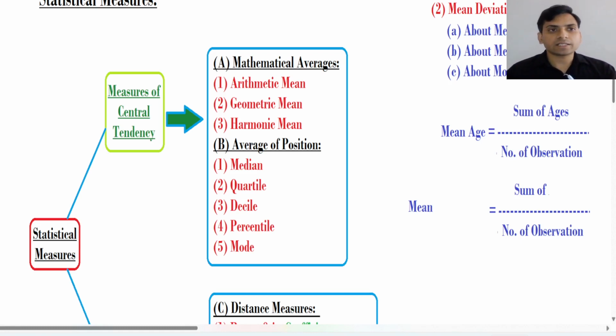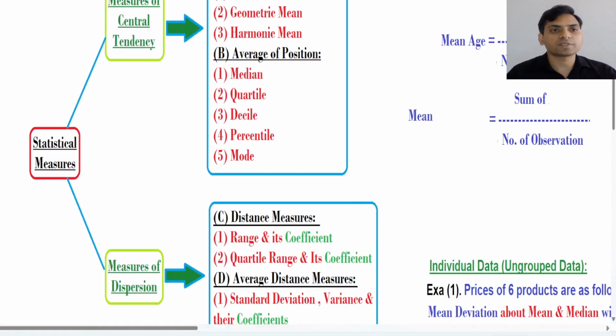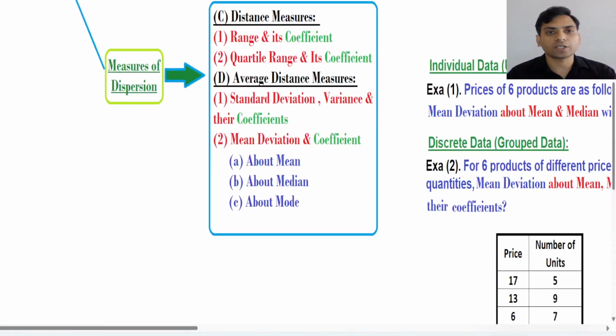We are studying statistical measures, two parts: measures of central tendency and dispersion. In dispersion, in the last lecture I taught standard deviation. Now we will see mean deviation. Standard deviation is based on mean, where we find x minus x bar, so it is totally based on arithmetic mean. But mean deviation can be based on three things: first mean, second median, third mode. First we will see the formula of mean deviation.